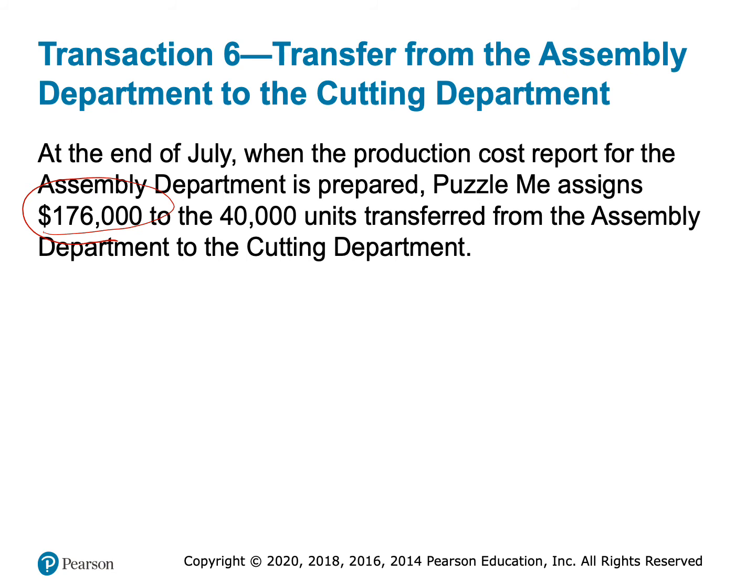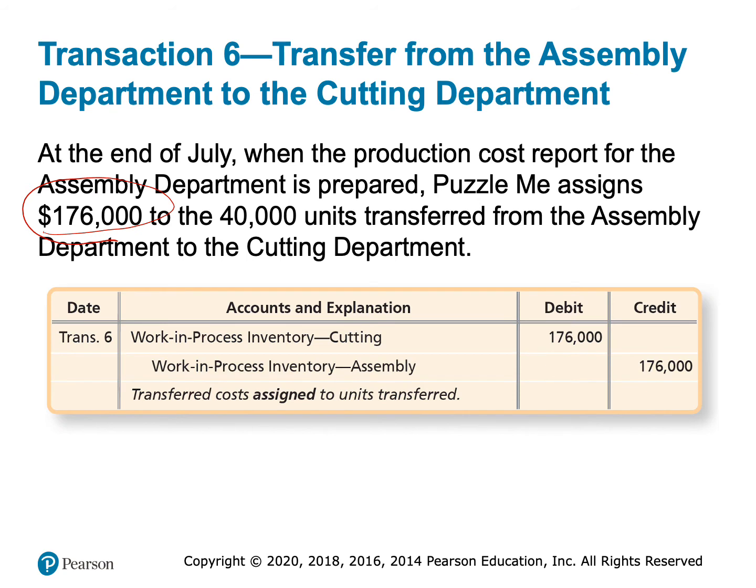You might want to put a star or highlight or circle it because that's where that number is going to come from. Now, if they're going into cutting and out of assembly, we want to debit the cutting department and credit the assembly department. Remember, we learned this back in chapter 2. You debit the account it's going into, you credit the account it's coming out of. So we want to debit work in process cutting, credit work in process assembly. And I will tell you, this is an entry that students tend to get wrong. They tend to get this one mixed up. So star this one and make yourself a note so you'll make sure to get it right.